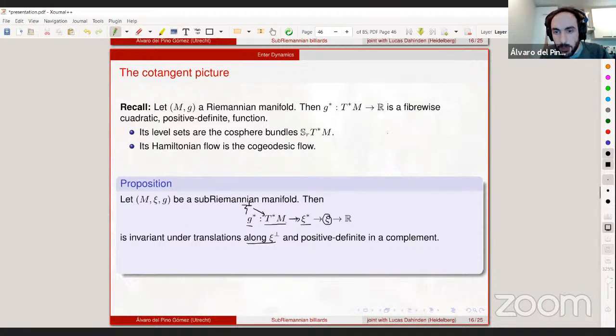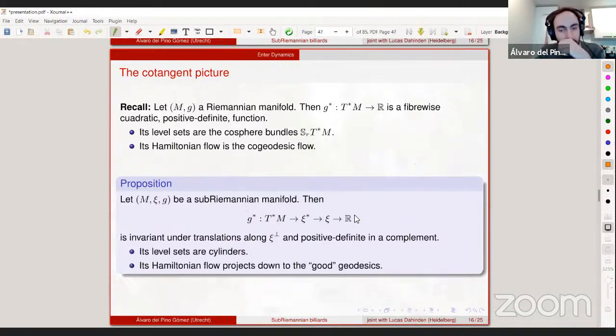And now let me do the picture. Here's the annihilator. And now what I'm saying is that the level sets of G star look like this. The level sets of G star are cylinders. And this is exactly how we formalize what we saw before in the general case. You have a positive definite complement to the annihilator, and along the annihilator everything is constant. So this was a super rushed introduction to sub-Riemannian geometry.